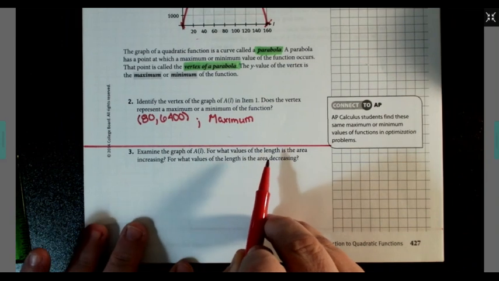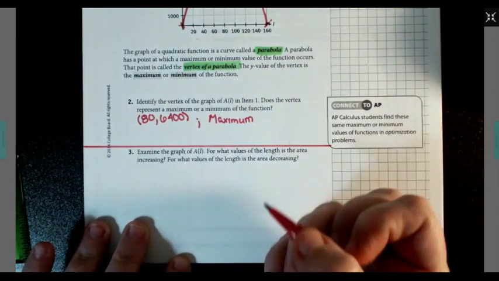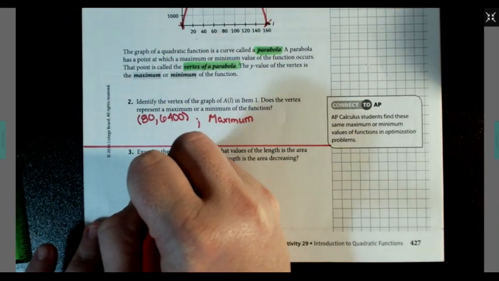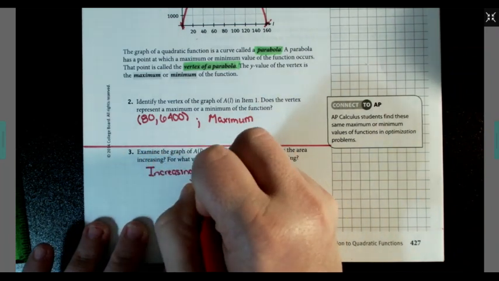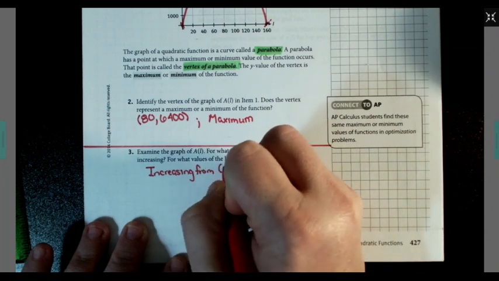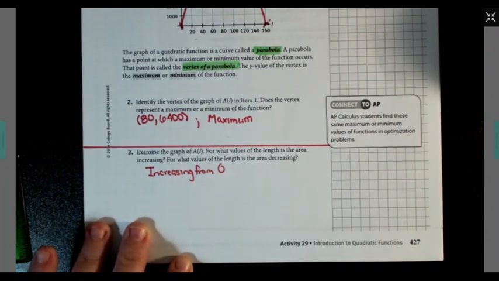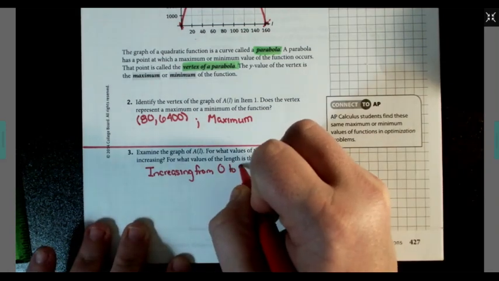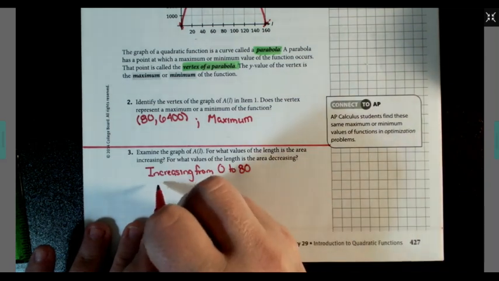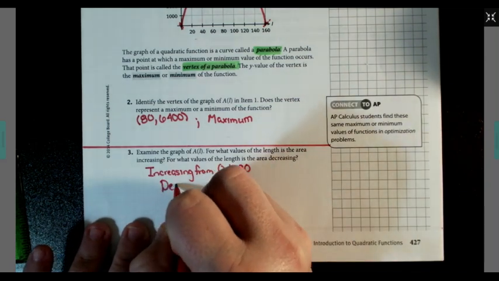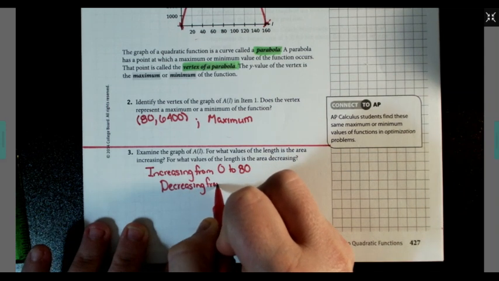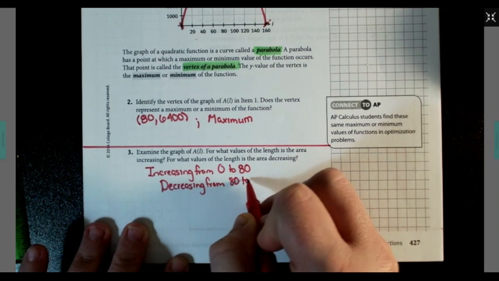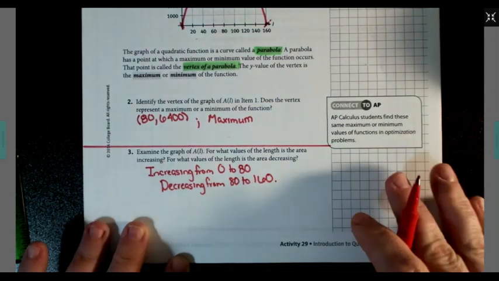So it says what values of the length. So then remember, that's my x-axis. So we've got increasing from 0 to 80. We've got it decreasing from 80 to 160.